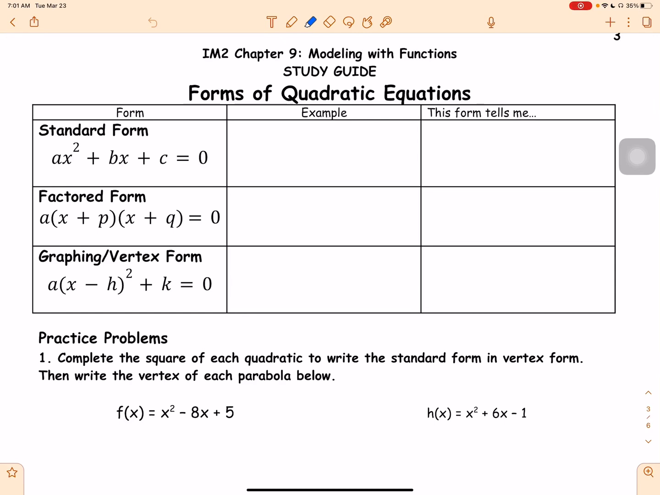Okay, so here is the third page of our Chapter 9 study guide. This will help you do the Khan Academy that I assigned for today as well.